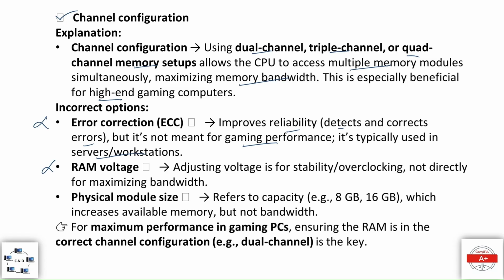RAM voltage is adjusting the voltage. Adjusting voltage is for stability and overclocking, not directly for maximizing bandwidth. Physical module size refers to capacity, for example 8 GB or 16 GB, which increases available memory but not bandwidth. So, for maximum performance in gaming PCs, ensuring the RAM is in the correct channel configuration, for example dual channel, is the key.